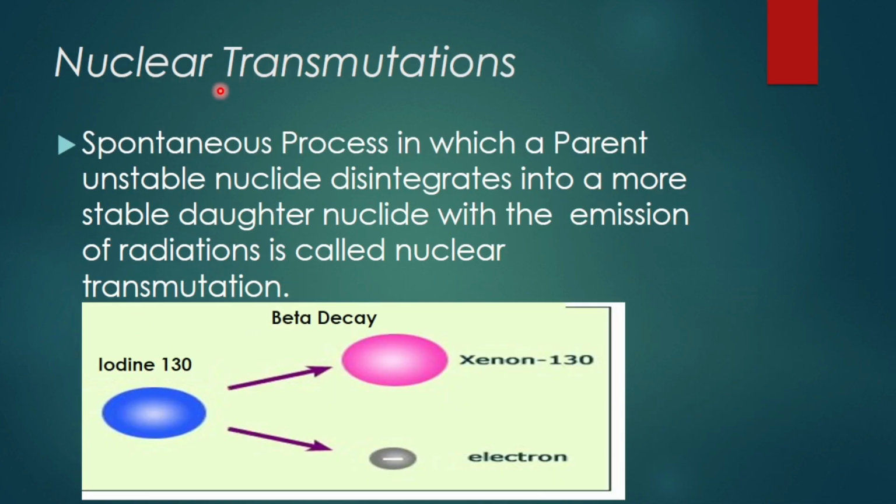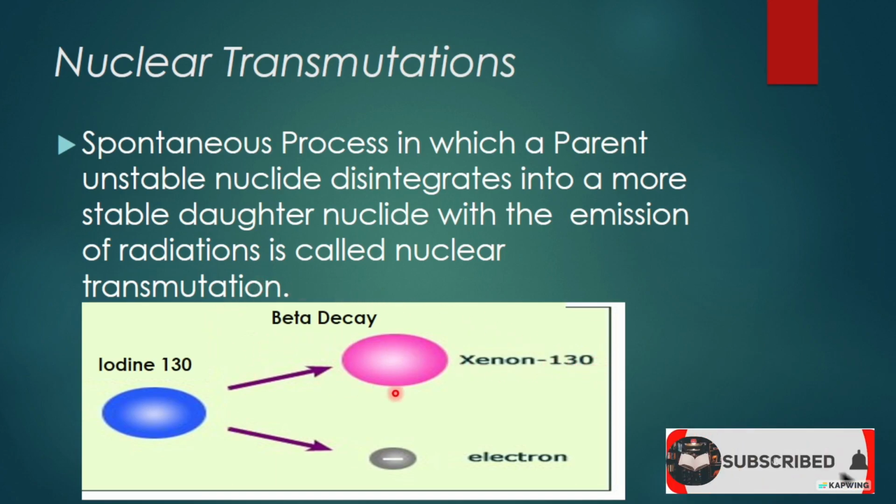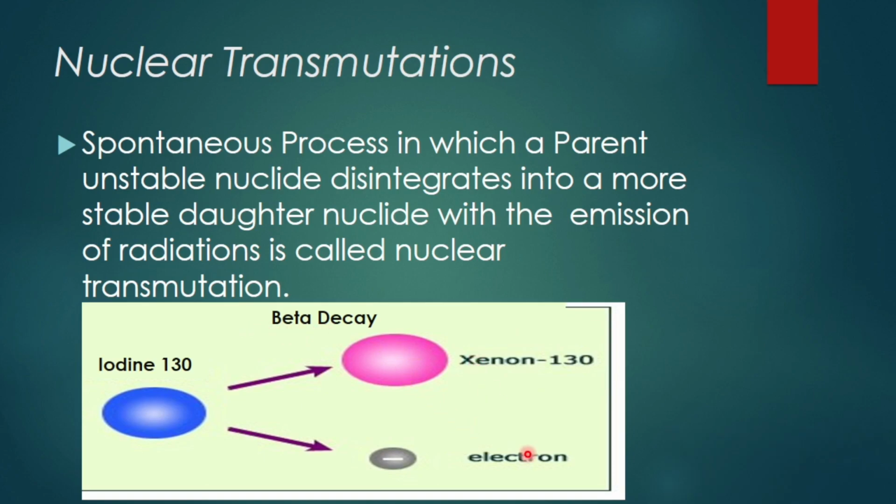Nuclear transmutation. Nuclear transmutation is a process in which a parent unstable nuclide disintegrates into a more stable daughter nuclide with the emission of some kind of radiation. For example, iodine-130 can stabilize itself by decaying into xenon-130 with the emission of a beta particle. This is called beta decay. This electron here which you can see is actually a beta particle.